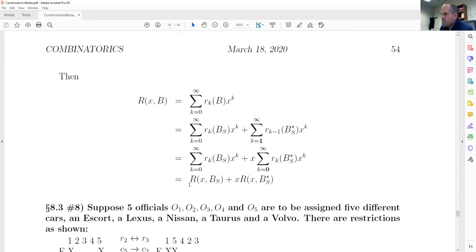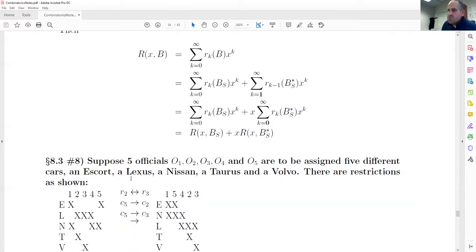We can deal with this much easier because b sub s, because of the way we chose s, is going to be easier to decompose. Okay, and use our Rook polynomial magic on this. And similarly here, b sub s star is even more dramatically reduced in complication because there you've eliminated not just s, but you've eliminated s along with its row and column.